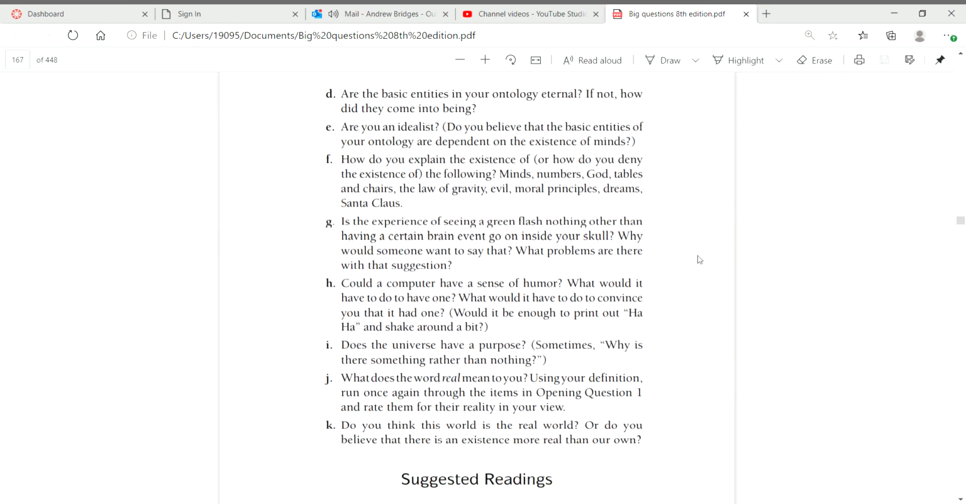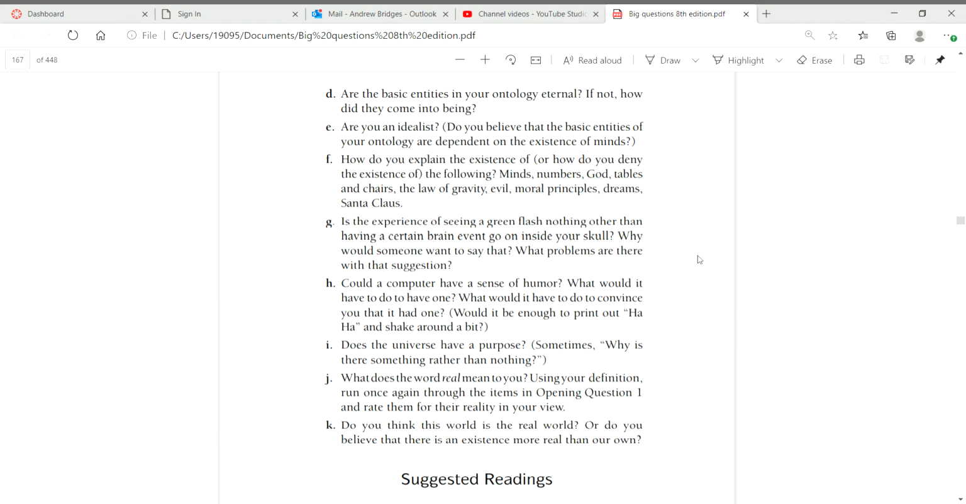And again, don't just state, I think this, I think that, but also give reasons as to why. But you don't have to give that detailed of reasons, particularly given this question is so long. Do reflect on not just I think this, I think that, but also why, or what is the justification for that? Is the experience of seeing a green flash nothing other than having a certain brain event go on inside your skull? Why would someone want to say that? What problems are there with this suggestion?